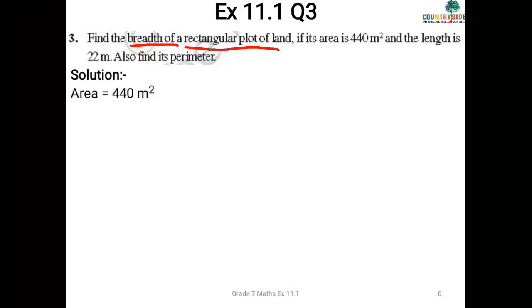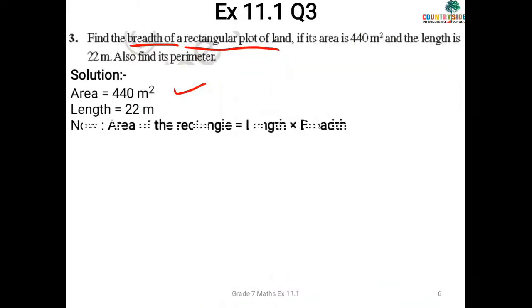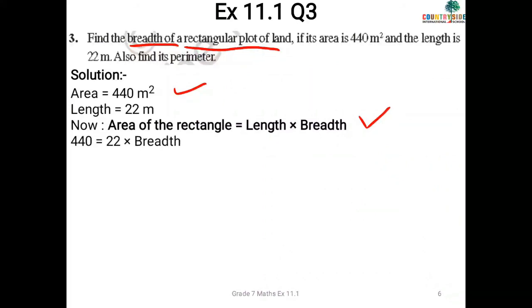So first of all, area is given to you, that is 440 meter square, and it is a rectangular plot. So tell me the area of a rectangle, and the length is also given, 22. Now the area of a rectangle is length into breadth. So put all the values. Area value is 440, length value is 22. See, so 440 equals 22 into breadth.